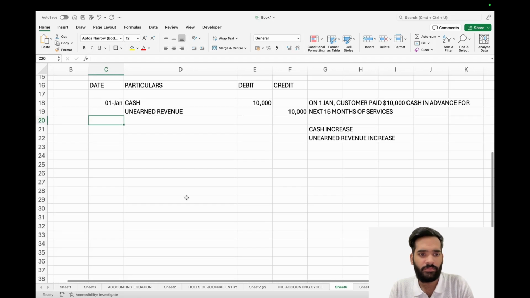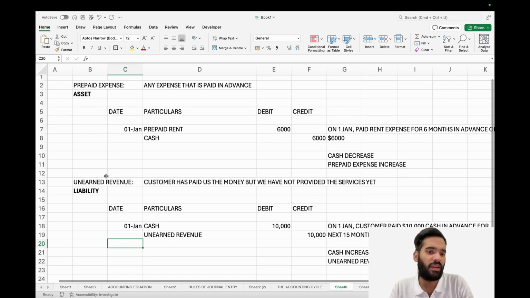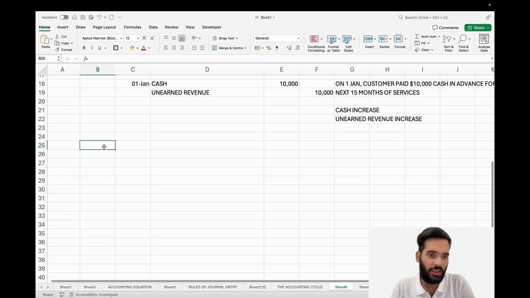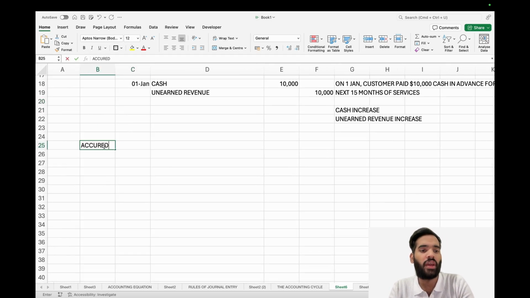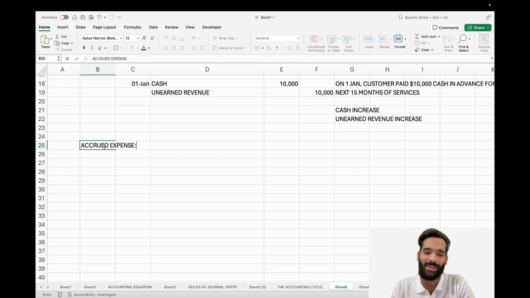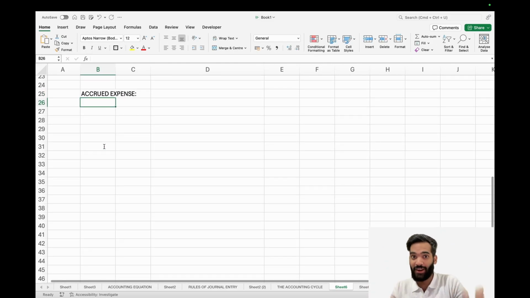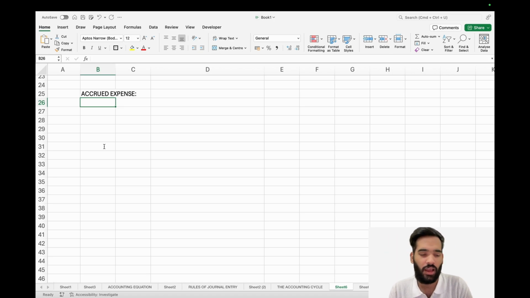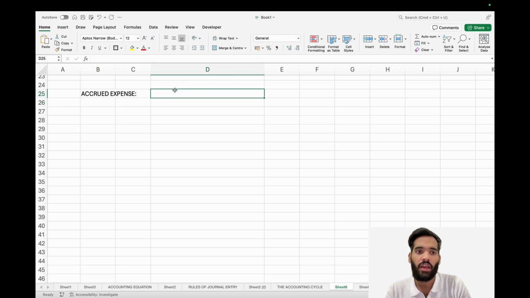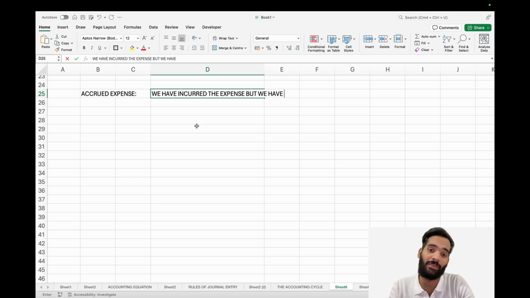Okay. So once we have covered the prepaid expense and unearned revenue concepts, we have the third thing to talk about, something called accrued expense. And just to make you ready, we have to talk about 4 of these different concepts. We have already covered 2. This is the third one, and then we'll do one more after this. So accrued expense is the exact opposite of a prepaid expense. In prepaid expense, we have paid money, but we haven't used the expense. Here, we have incurred the expense, meaning used the expense, but we have not paid the money.